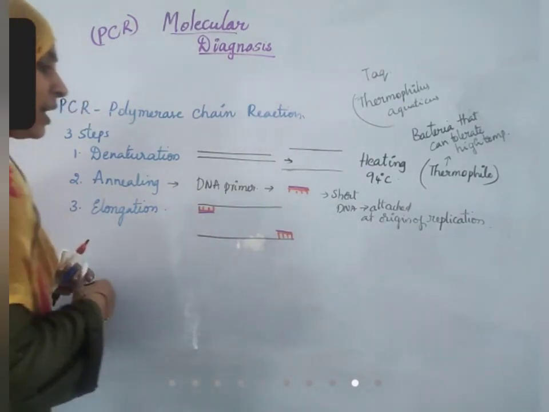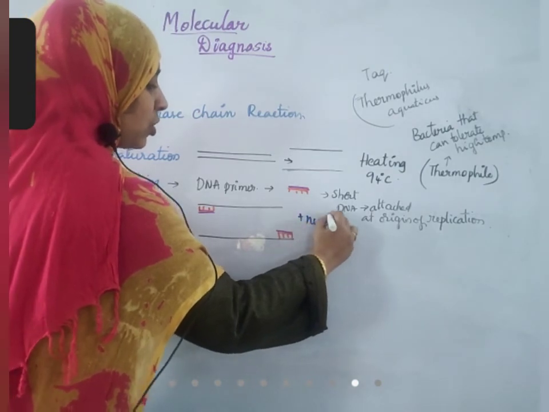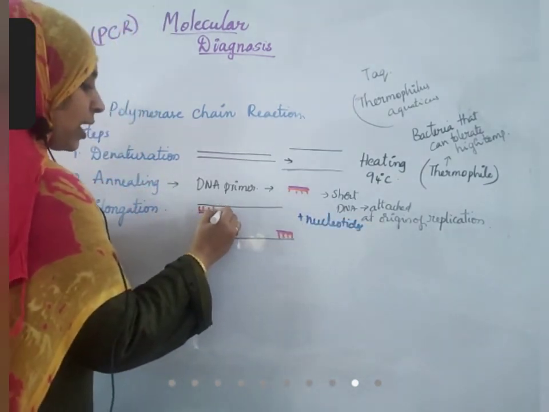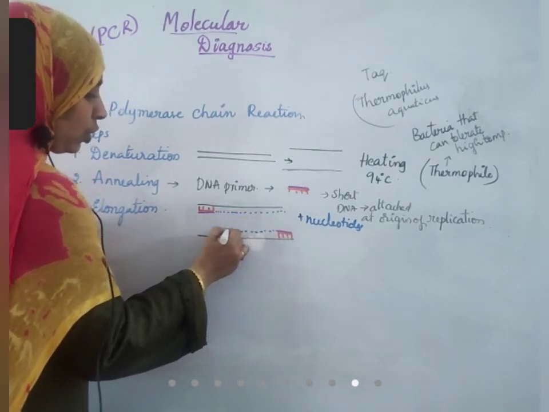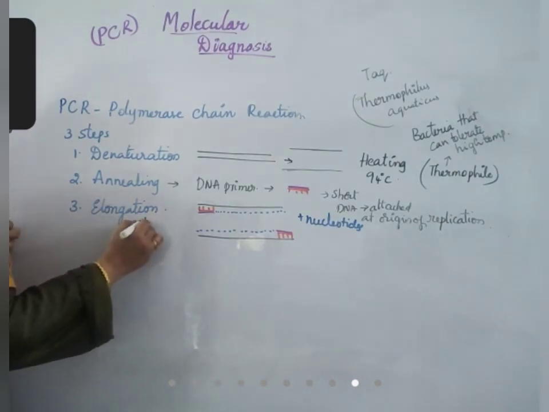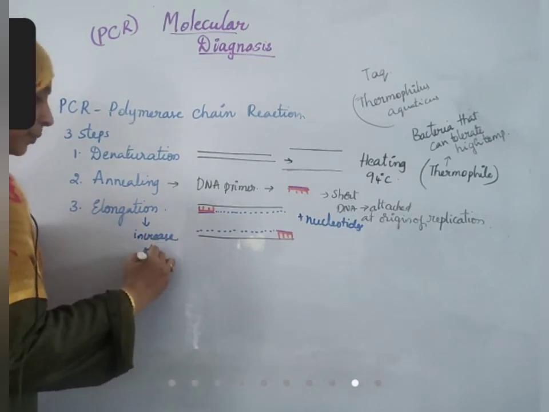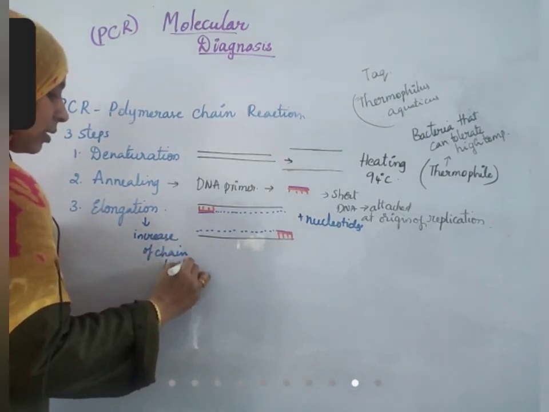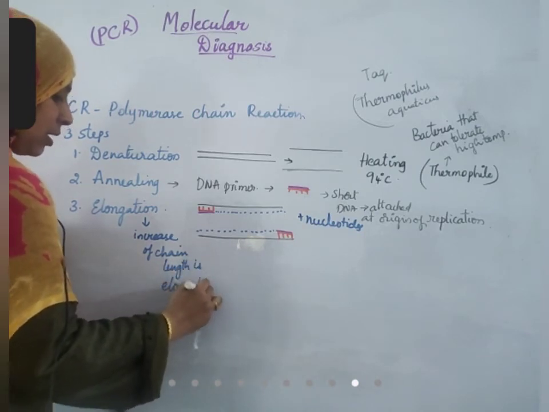And after that, nucleotides are also added. So what happens? The nucleotides attach here and the chain length increases. One nucleotide will attach and the chain length increases. The increase is called as elongation. Increase of chain length is called as elongation. Okay.